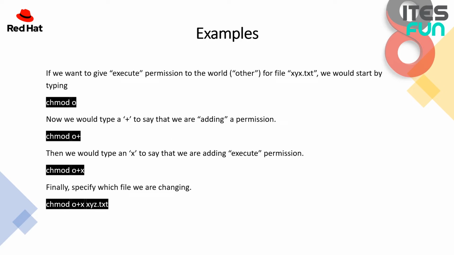If we walk through an example, and we want to give execute permission to others for the file xyz.txt, we would start by typing chmod o, where o is for others. Now we would type a plus to say that we are adding a permission, chmod o plus. Then we would type an x to say that we are adding execute permission, chmod o plus x. Finally, specify which file we are changing: chmod o plus x xyz.txt.